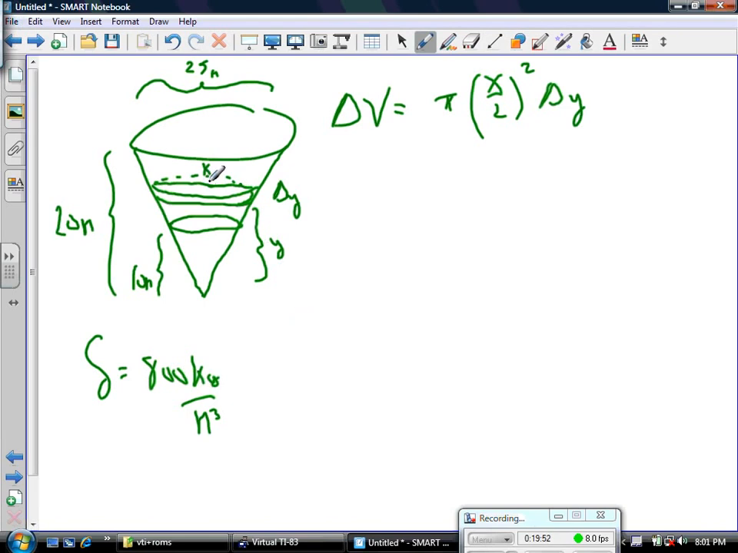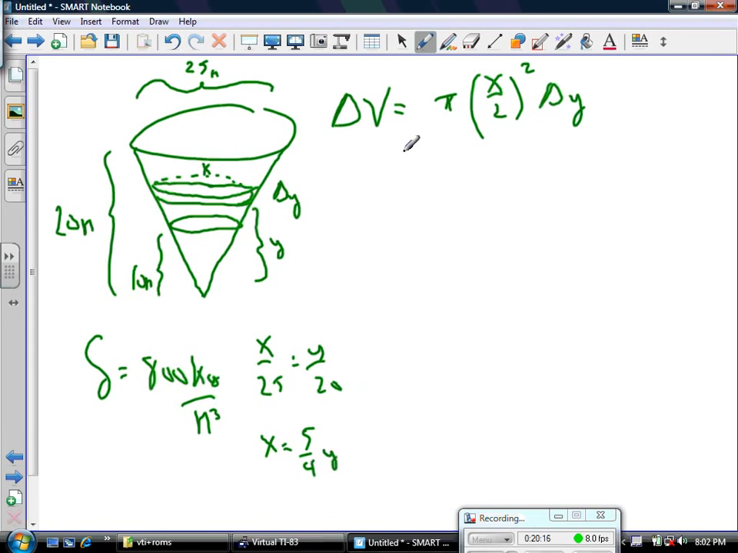X is to 25 as y is to 20. All right, let's write that. X is to 25 as y is to 20. I want to get X alone so I can replace it in terms of Y. How do you get X alone? 25/20ths of Y. By the way, 25/20ths reduces by 5 to what?